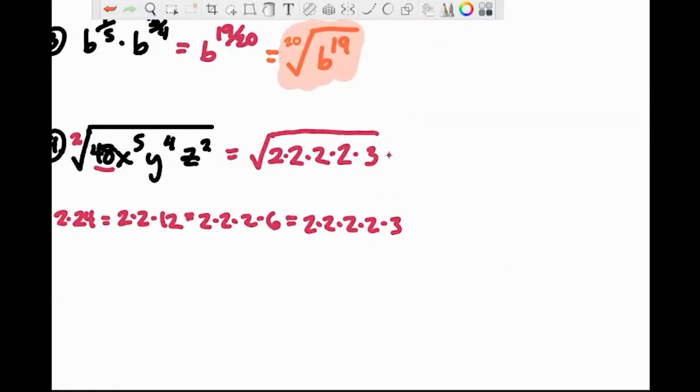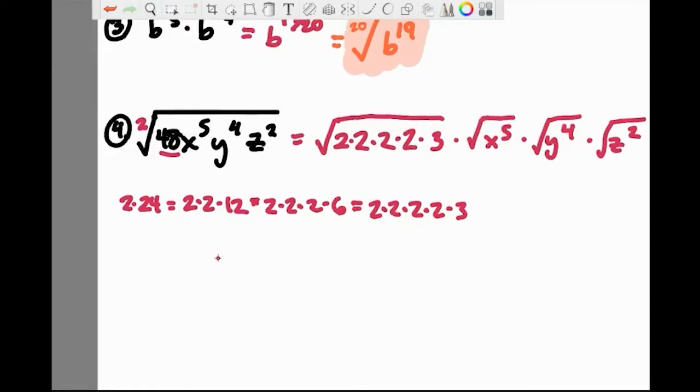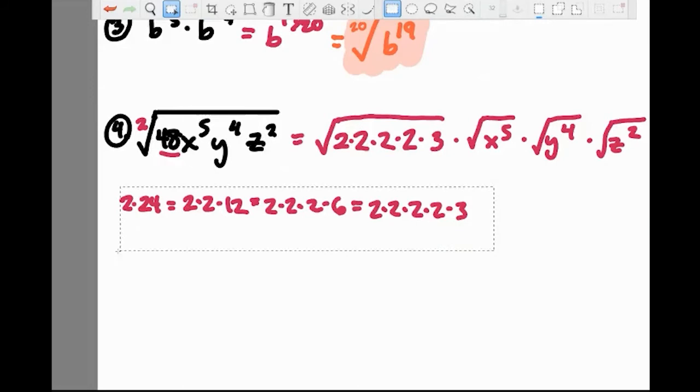We still have to do the same thing with the x. It's x to the 5th, we're doing the square root of that, times x to the 4th, we're doing the square root of that, and then z squared, square root of that. So I'm just parsing everything out so it's a little bit easier to work with and organize. Why keep it all together if you don't have to?